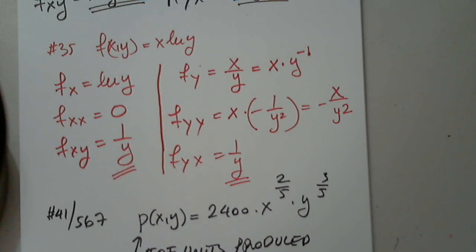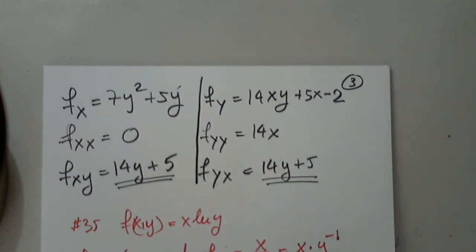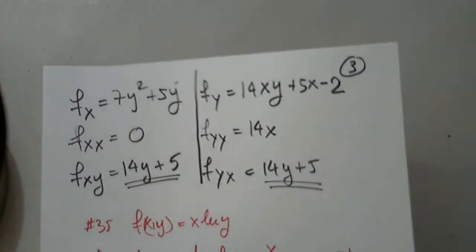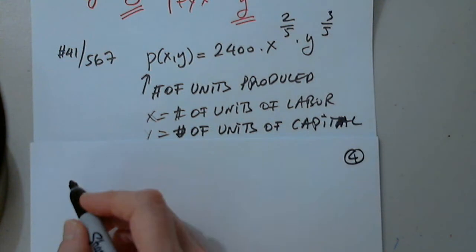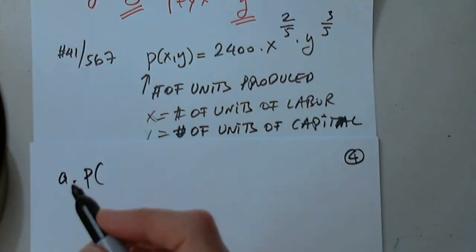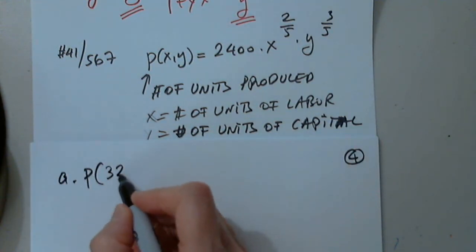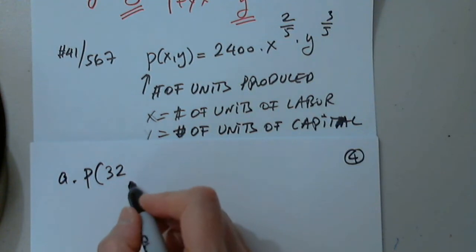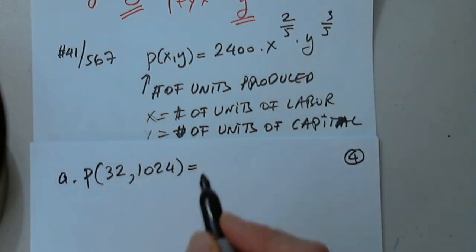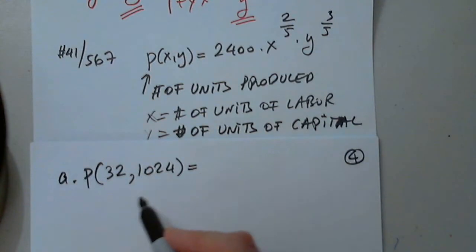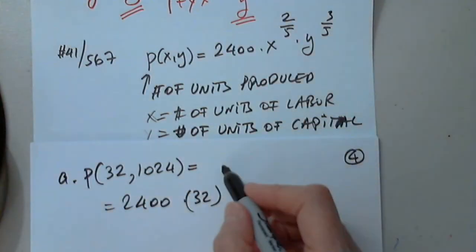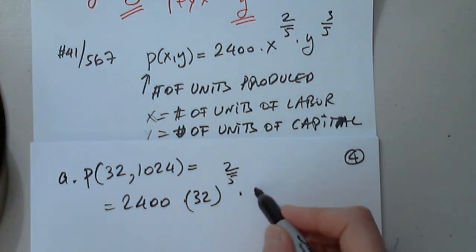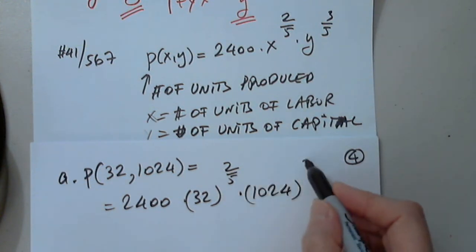How do we do this? Part A. Plug it in, of course. Absolutely. So part A is really nothing. They said 32 units of labor and 1024 of capital. So I have 2400 times 32 raised to 2/5 times 1024 raised to 3/5.